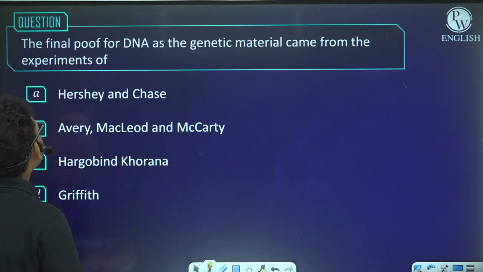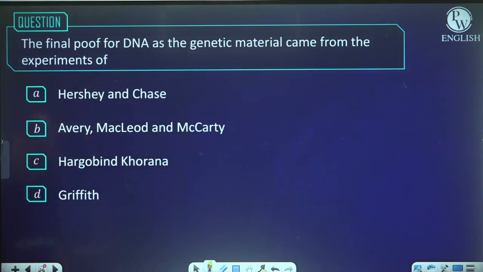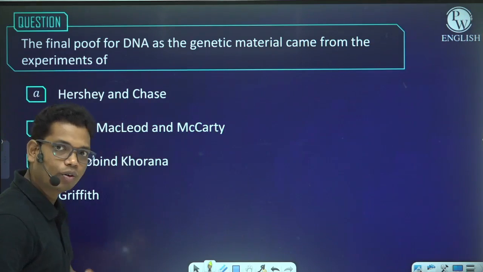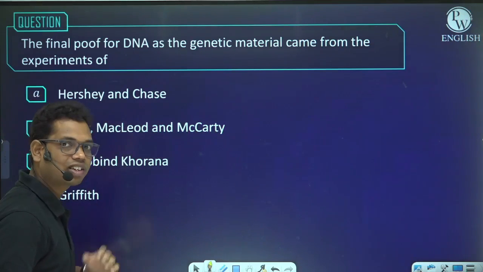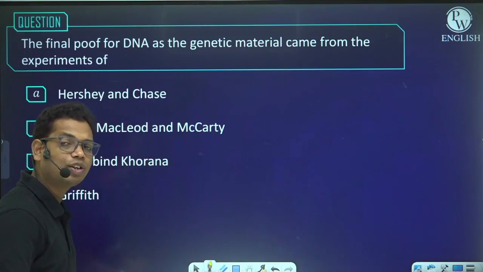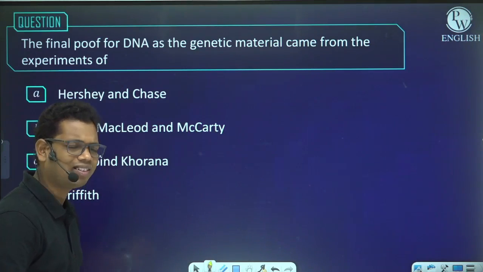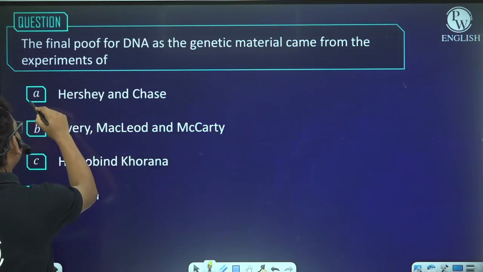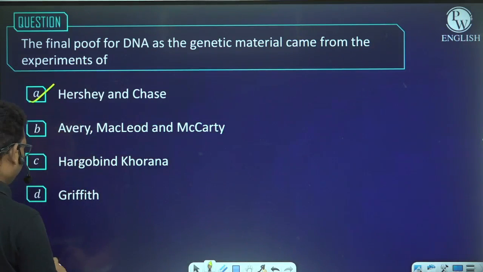Next, the final proof for DNA as genetic material came from the experiment of what? Hershey and Chase experiment. Okay, and they performed what? Transduction experiment. They used bacteria and they used bacteriophage for their experiment, and they found that DNA is the genetic material without any doubt. So the answer is Hershey and Chase experiment.